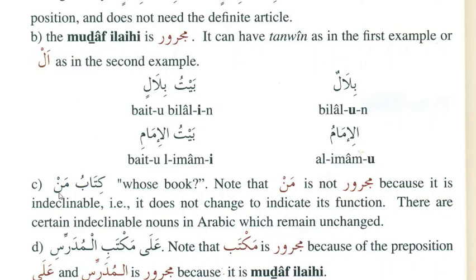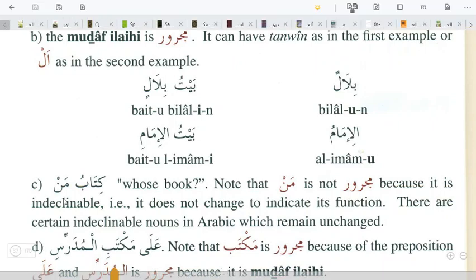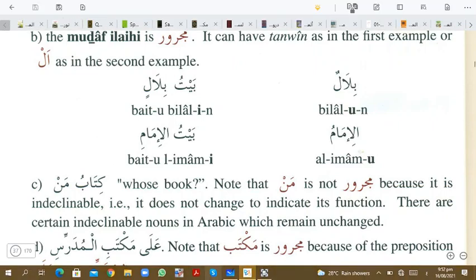Now I will tell you why. Because the word man is not ism. The word man is not ism, it is harf. So that rule of majroor, that any word which has kasra, is only valid for singular ism, singular noun, whereas the word man is not ism, so it does not follow that rule. So the word man is mabni. You will also learn about mabni. So let me tell you, if my board is working.